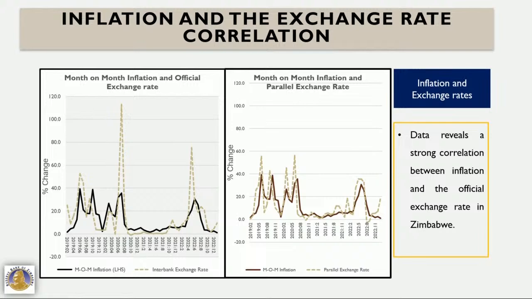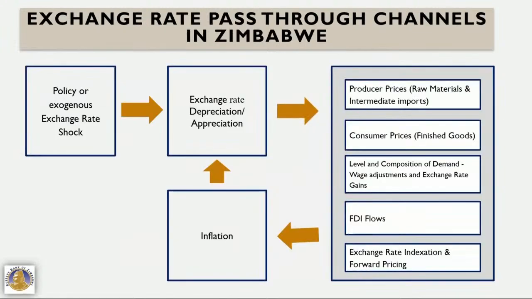Here, we are looking at the correlation between inflation and exchange rate, which is very positive. You find each time there is an exchange rate movement, inflation also changes, which means there is a positive correlation between exchange rate and inflation. On this one, we are basically trying to look at the various channels of transmission of the exogenous exchange rate shocks to the economy, to inflation. I will not go through every aspect, but those are the transmission channels.